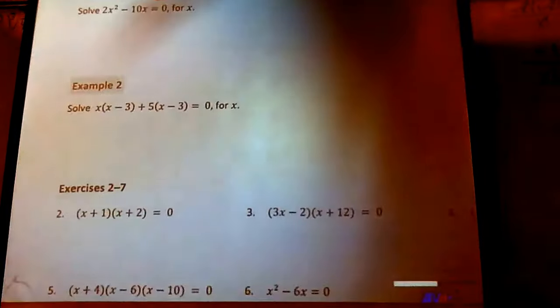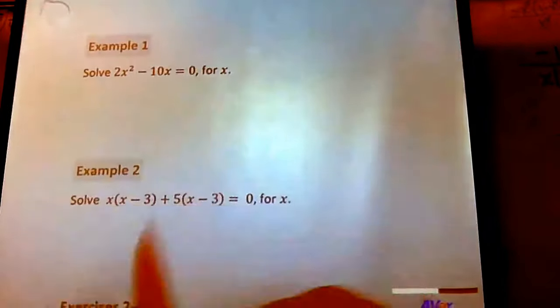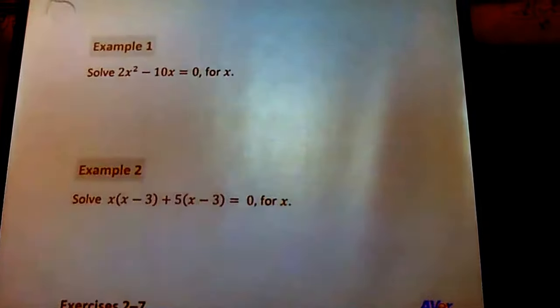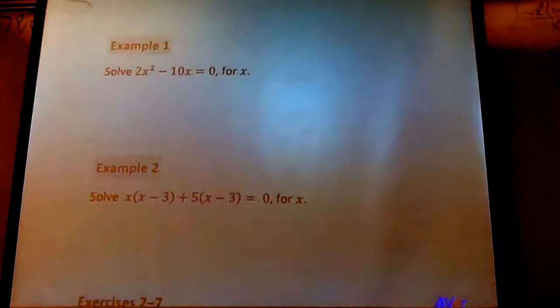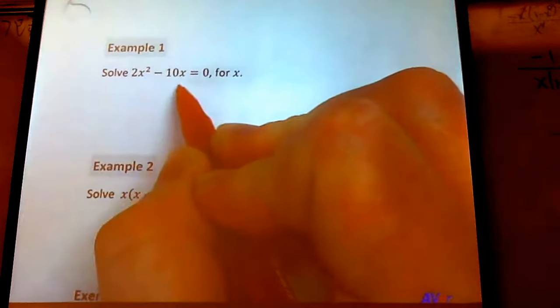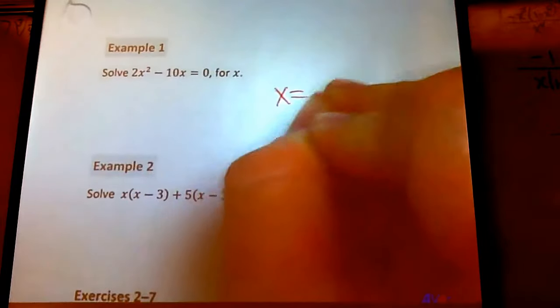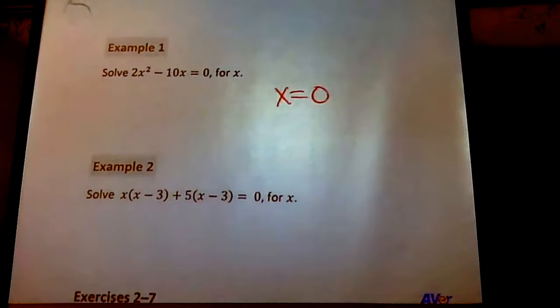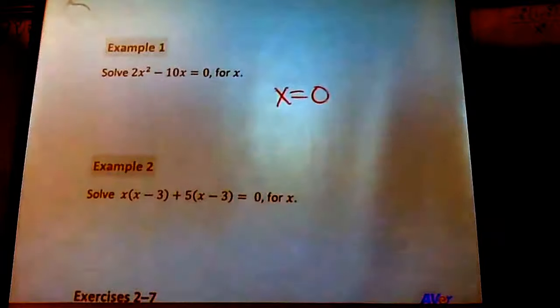Solve for x. This one's written a little differently. You got 2x squared minus 10x equals 0. Can you think of a number that you can put in for x so that when you multiply it out here and then subtract, you get 0? 0. 0 squared is 0. 0 times 2 is 0. Minus 10 times 0, which is just 0. 0 equals 0. So x equals 0 is one answer. There's another one.